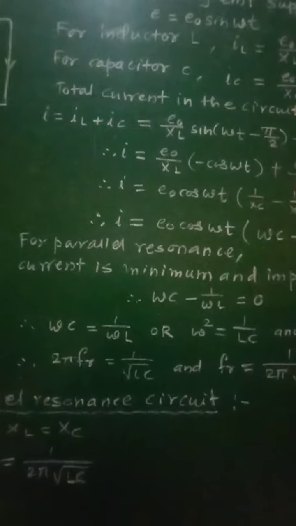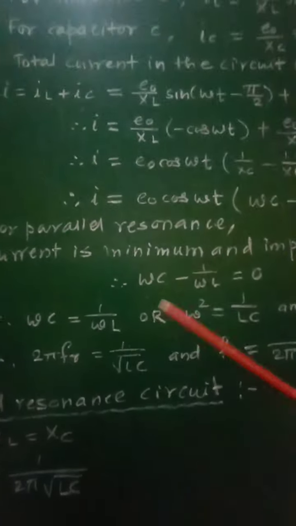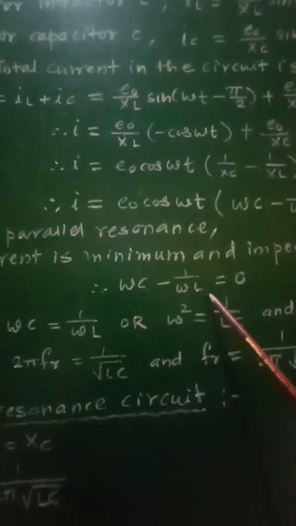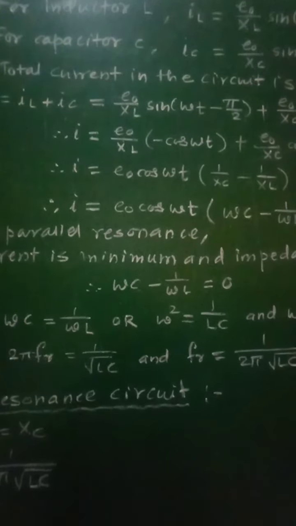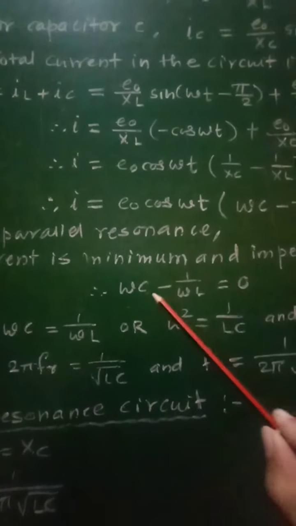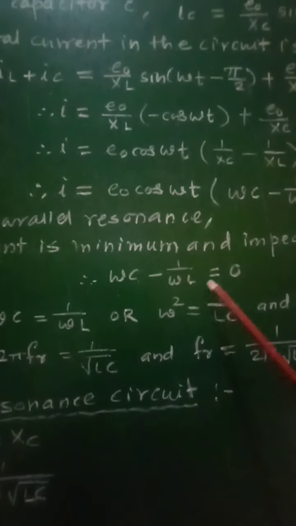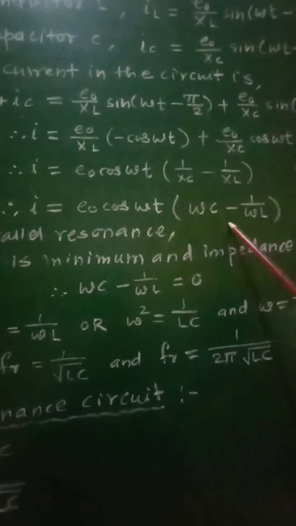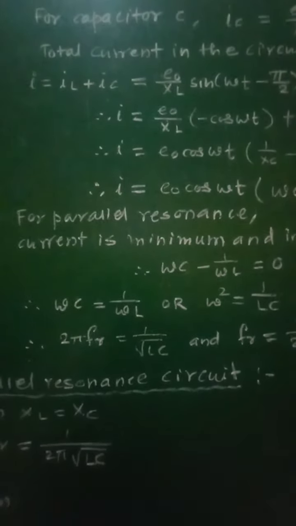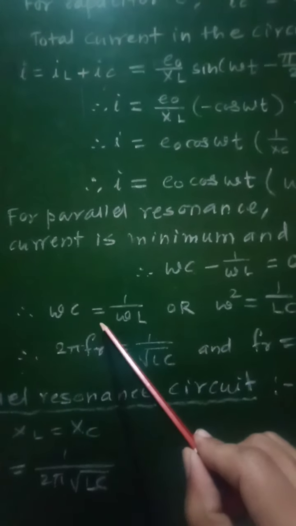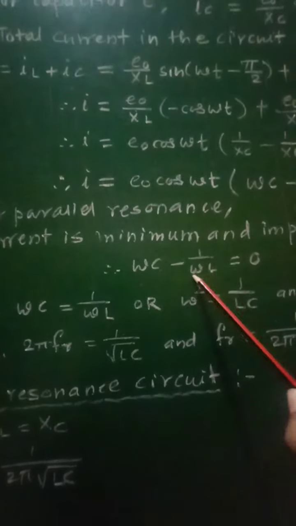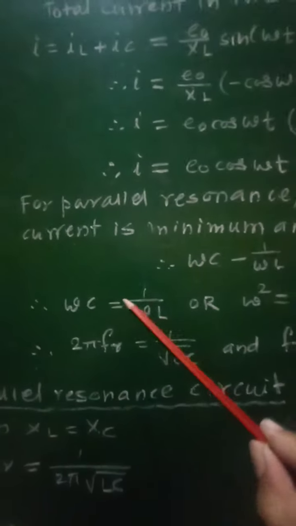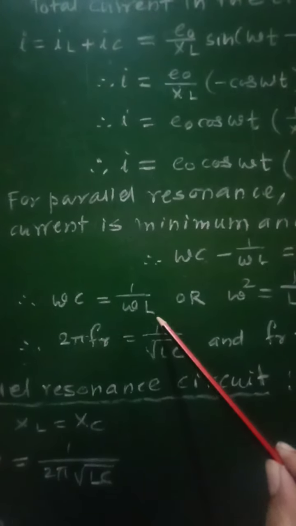Now the current flowing through that circuit will be minimum only when omega C minus 1 upon omega L is equal to 0. So for minimum value of current flowing through it, this term must be equal to 0, and therefore we can write omega C must be equal to 1 upon omega L.